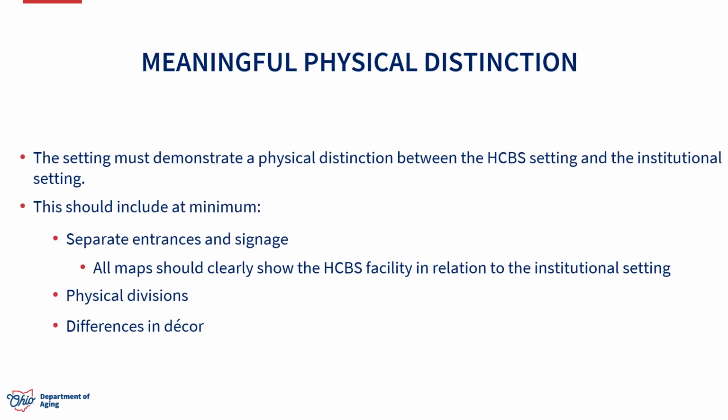Okay, so next we're looking at meaningful physical distinction. So the setting needs to demonstrate a physical distinction between the HCBS setting and the institutional setting. And this should really include, at a minimum, separate entrances, separate signage. All maps should clearly show the HCBS facility in relation to the institutional setting. There should be physical divisions, differences in décor. And you can see all of this in Rule 5160-4401B1.